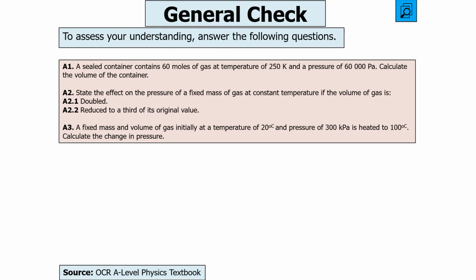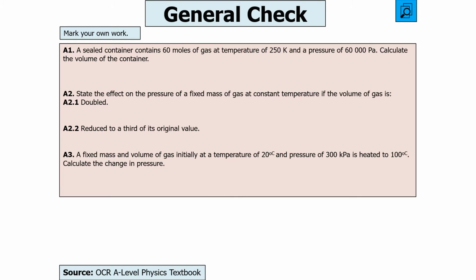The next question says a sealed container contains 60 moles of gas at a temperature of 250 Kelvin and a pressure of 60,000 pascals. Calculate the volume of the container. State the effect on the pressure of a fixed mass of gas at constant temperature if the volume of the gas is doubled or reduced to a third of its original value. Then a fixed mass and volume of gas initially at a temperature of 20 degrees Celsius and a pressure of 300 kilopascals is heated to 100 degrees Celsius. Calculate the change in pressure. So pause the video now, then unpause the video when you want to go through your answer.